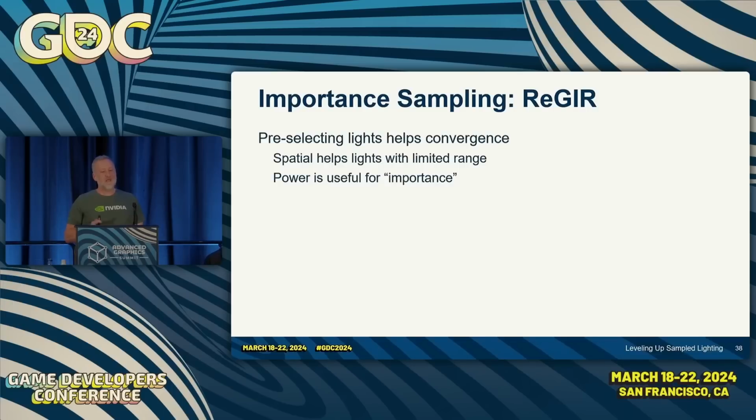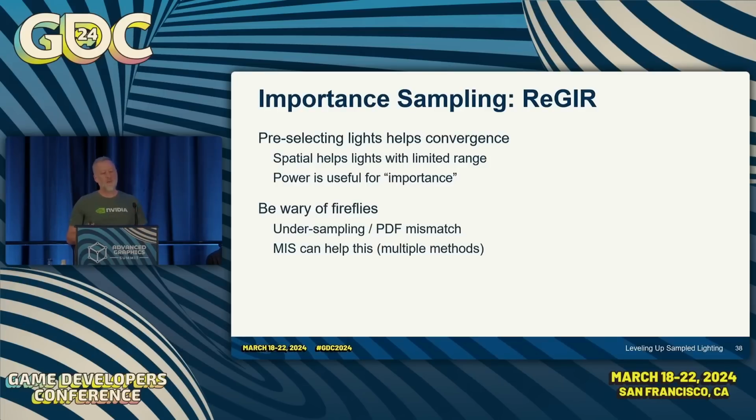Pre-selecting all the lights helps with convergence, and we're going to pre-select on two sort of metrics. Spatial, which helps with the fact that lots of lights in games have a limited range. They only go out to 20 meters or so. And additionally, we'll use power as an importance factor because the brighter a light is, the more likely we want to be able to sample from it.